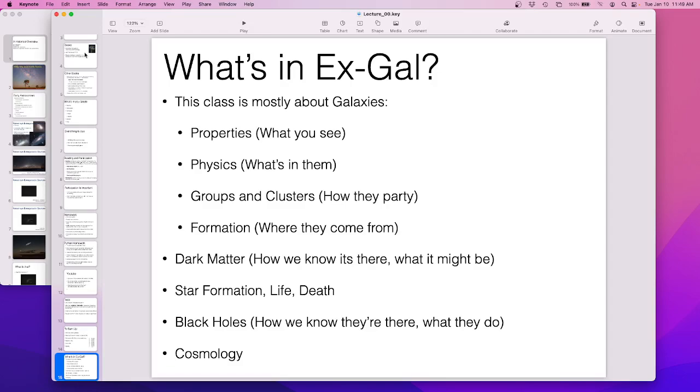We'll talk about groups and clusters of galaxies. This is how galaxies party. And we'll talk about the formation of galaxies, where they come from. And on this one, I'm going to tell you now, I'm going to tell you a story that actually might be wrong. But I'm going to tell you the story anyways, because as of October, it was right.